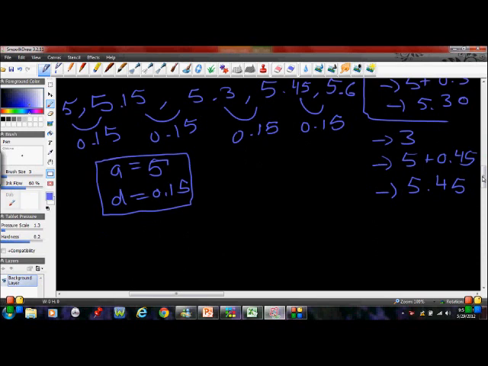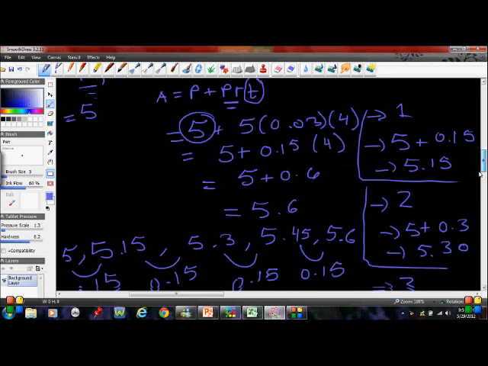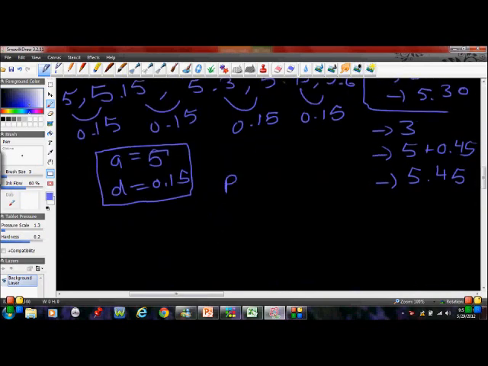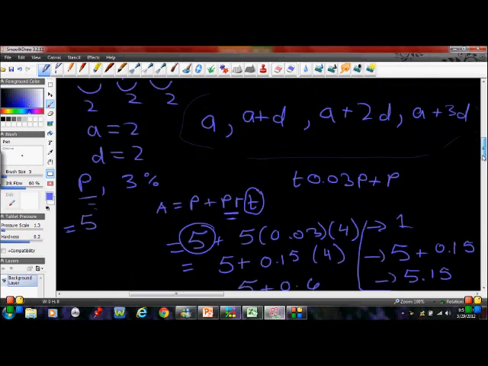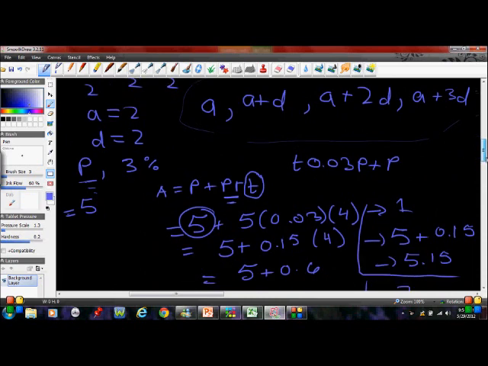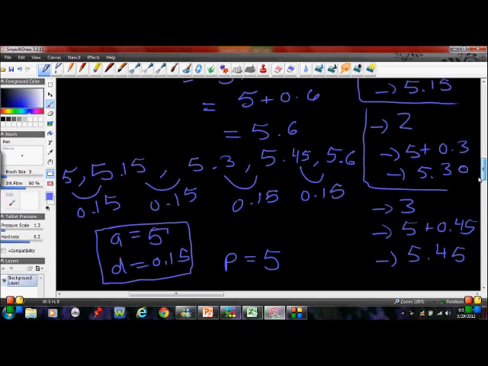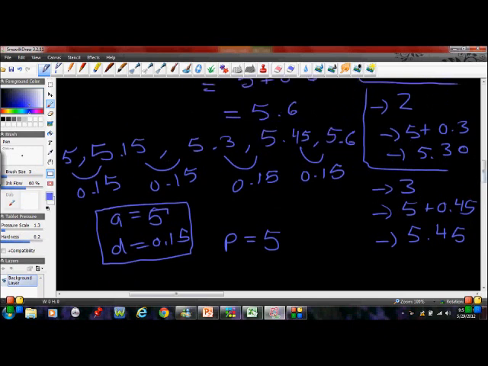So we knew from the beginning that our p value was what? P value was 5. So if a is equal to 5, then in this case p is also equal to 5, right? And then our interest was how much? Our interest was 3%, right? But then in this case, 3% is not the d value. Why? Because you're not adding 3%, you're adding 3% of 5 each time, right?